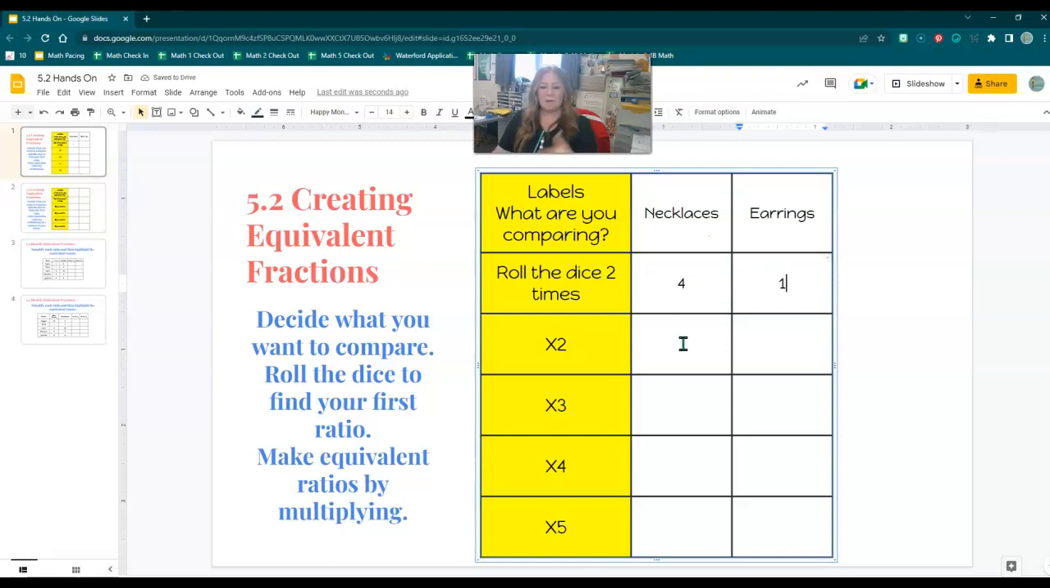So now we're going to make equivalent ratios. I'm going to double my necklaces and earrings. So now I have 8 and I have 2. So I'm going to go back to this basic one right here, 4 and 1, the first one. 4 times 3 is 12. 1 times 3 is 3. And I'm going to finish that. So that is the first one.